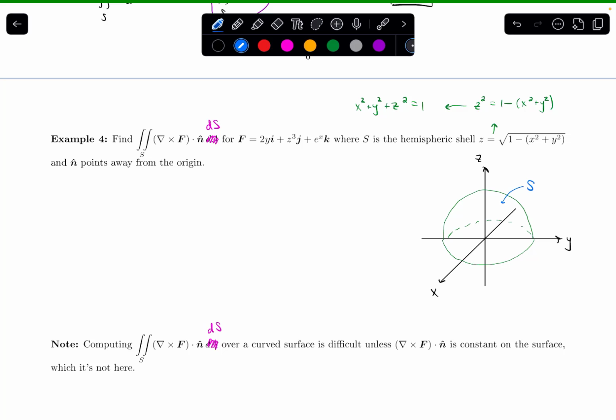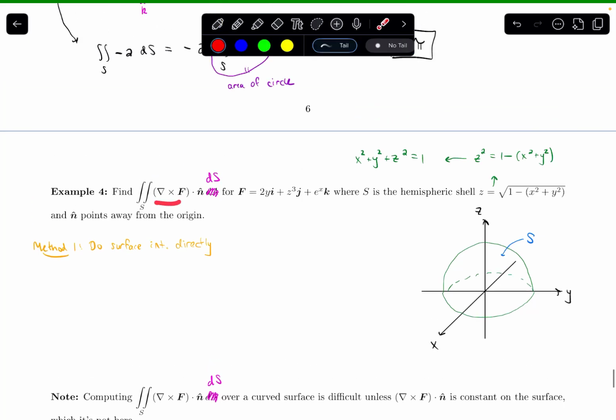So, well, one way I could do this, method one, is we have this surface integral. We could do the surface integral directly. So in my function, I have to do the curl of f, which we actually worked out already.